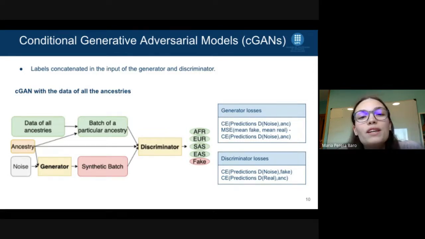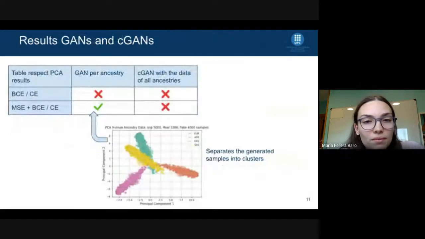And the second difference is that the ancestries are concatenated with one hot encoding in the input of the generator and discriminator. And the third difference is that the output of the discriminator is fake if the input sample is generated, or the ancestry if the input sample is real. And as the output of the discriminator is not binary, the loss now is a categorical cross entropy.